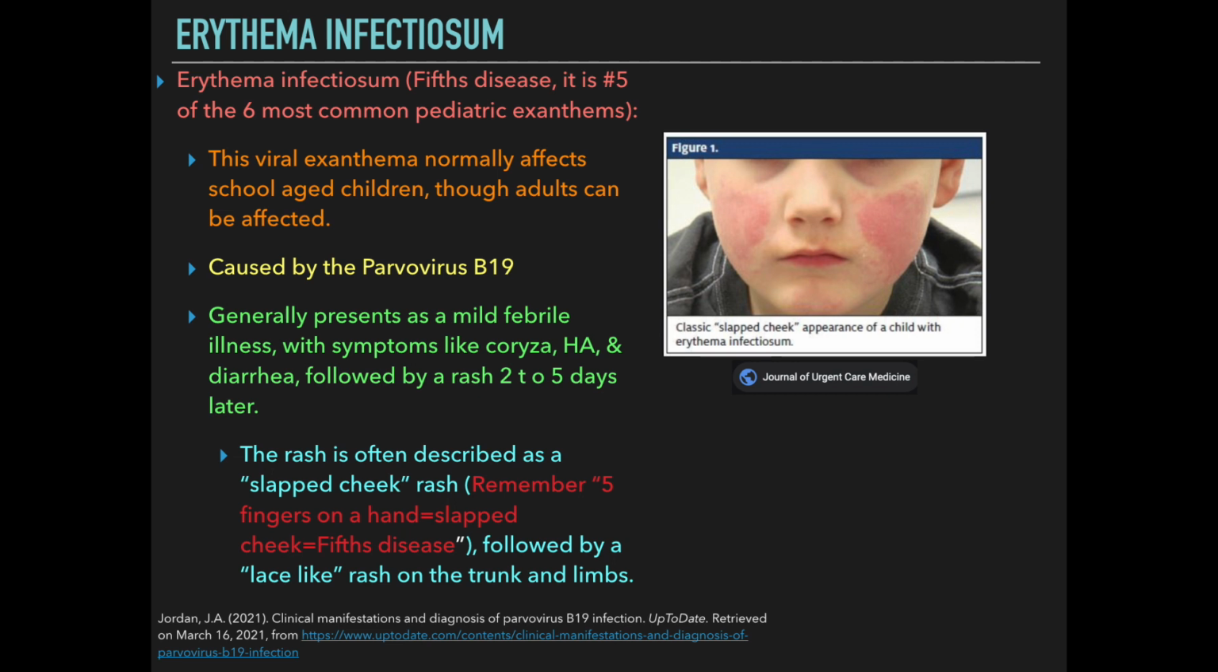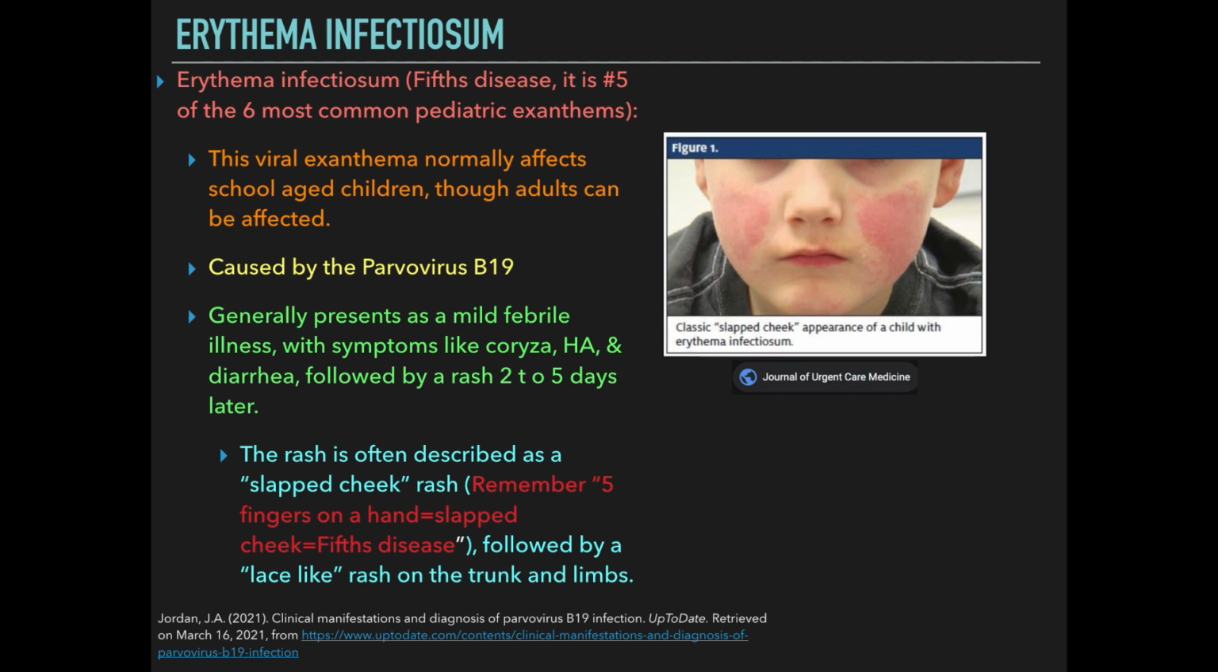It is also referred to as Fifth's disease, and this is because it is number 5 of the 6 most common pediatric exanthems. So this viral exanthem normally affects school-aged children although adults can be affected as well, and it is caused by the parvovirus. Generally, this will present as a mild febrile illness with symptoms like coryza, headache, and diarrhea, followed by a rash 2 to 5 days later.